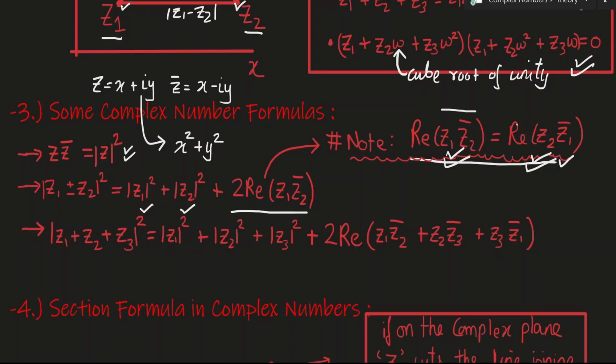So actually the real part of both the numbers will be the same. So moving on to the third formula: mod of (z1 plus z2 plus z3) whole square is equal to mod of z1 square plus mod of z2 square plus mod of z3 square plus 2 times the real part of (z1 z2 prime plus z2 z3 prime plus z3 z1 prime).